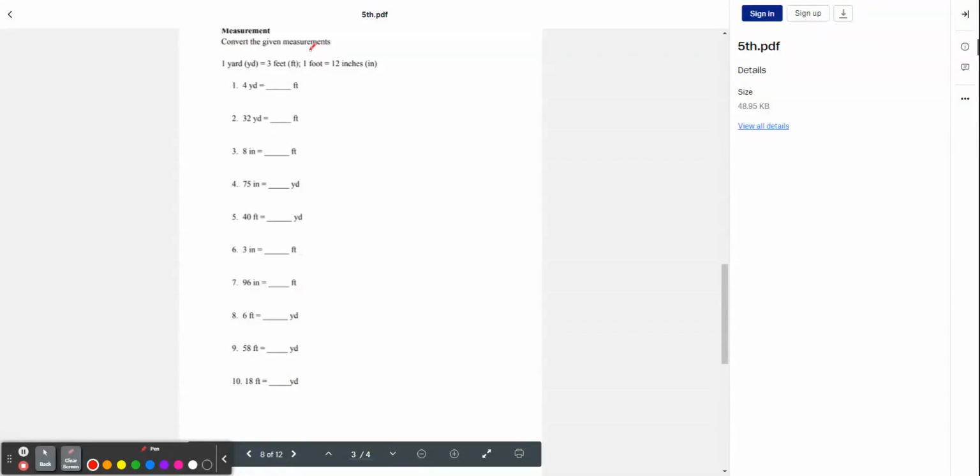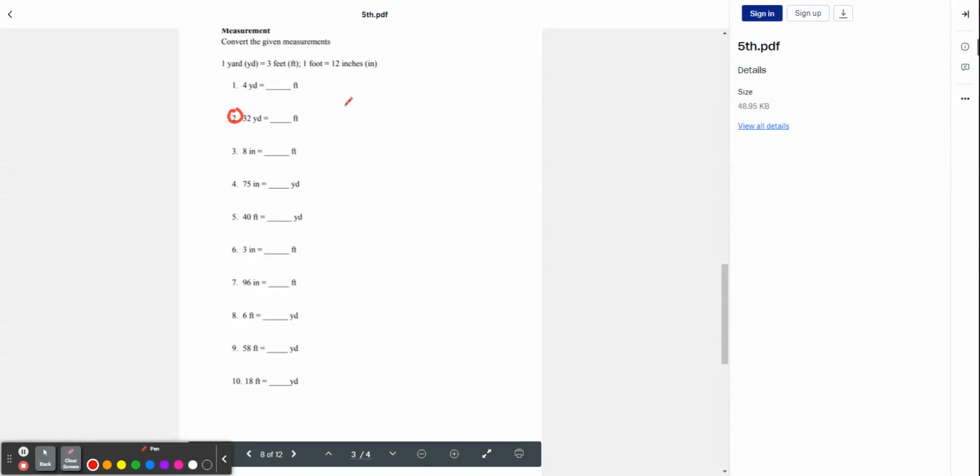Measurement, we're going to convert the given measurements. So let's try 1. We're going to convert 4 yards into feet. If you look up here, we're going to use these values to convert the given measurements. So we see that 1 yard is equal to 3 feet. And in number 1, the amount of yards increased by 4 times. So we're also going to multiply 3 feet by 4. And 3 times 4 is 12. So 4 yards is equal to 12 feet.